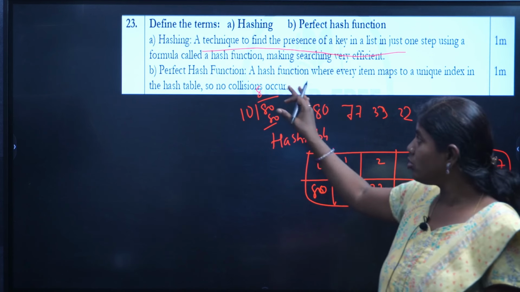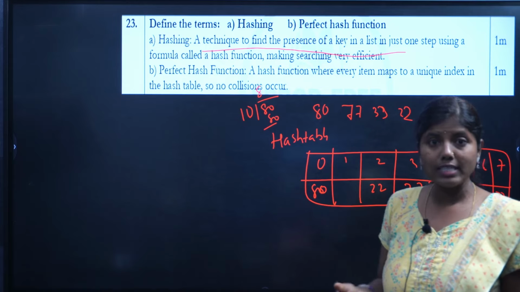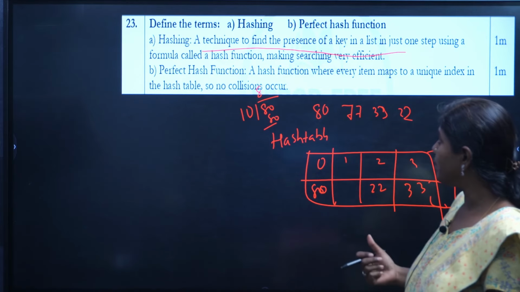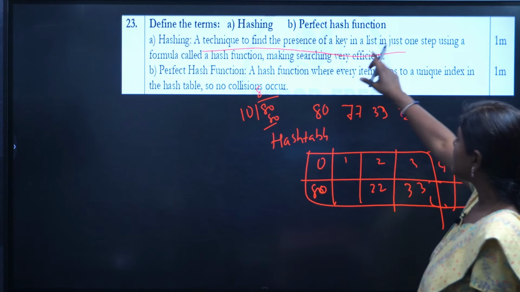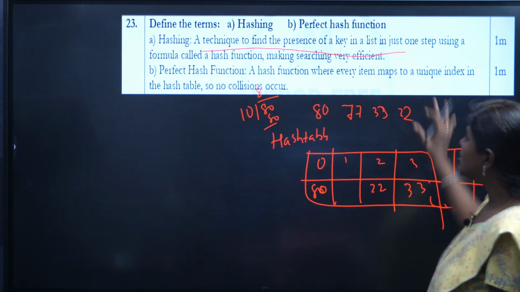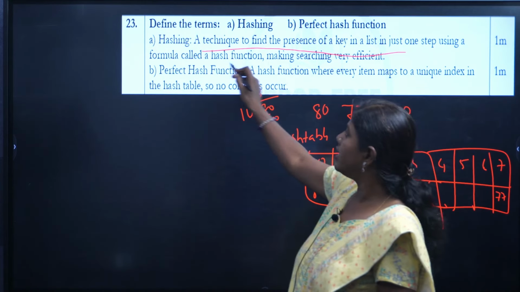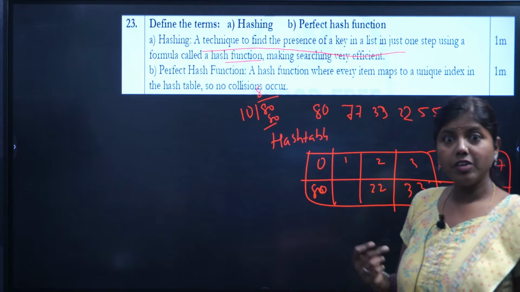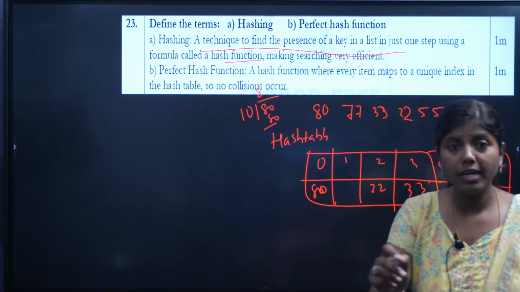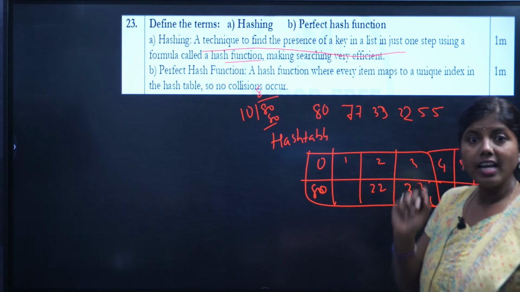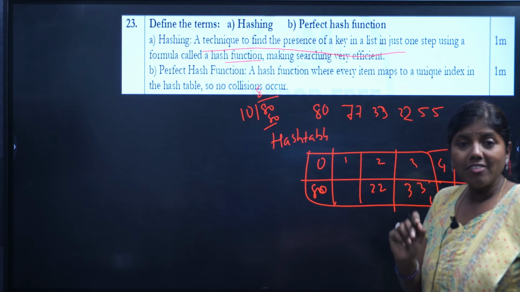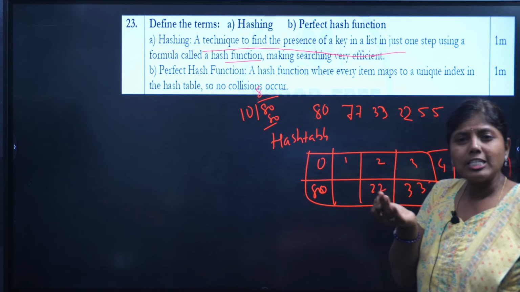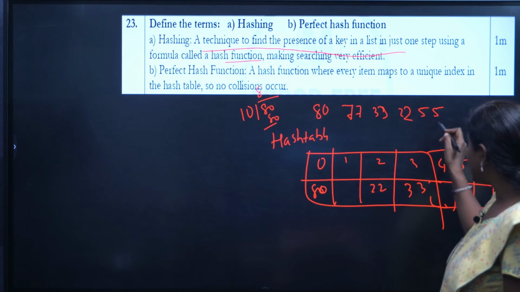Okay, explanation is only so much is enough, but you need to understand what exactly is hashing. That is the reason I'm telling you. Hashing is a technique to find the presence of a key in a list just in one step using a formula called a hash function. For example, I'm going to give 55 here. So 55, where do you store it? 55 divided by 10 and check the remainder. Whenever you take a number and divide by 10, you will always get the last digit of the number. That means I'll get 5.